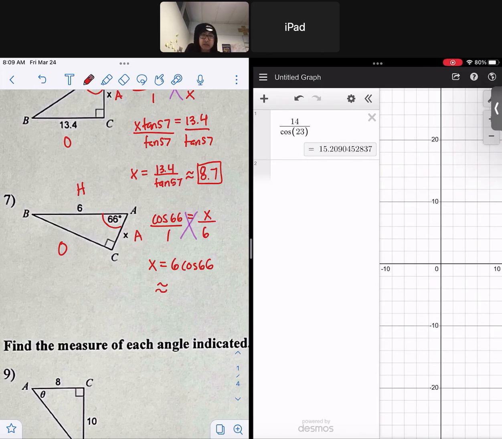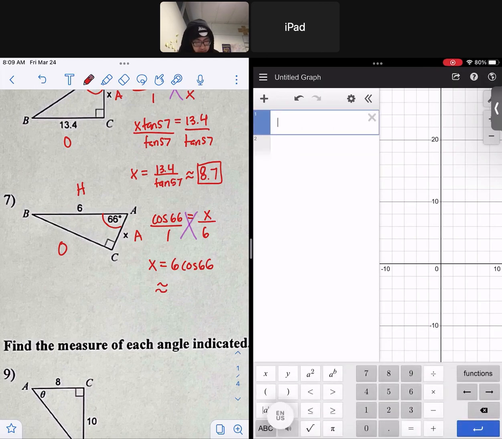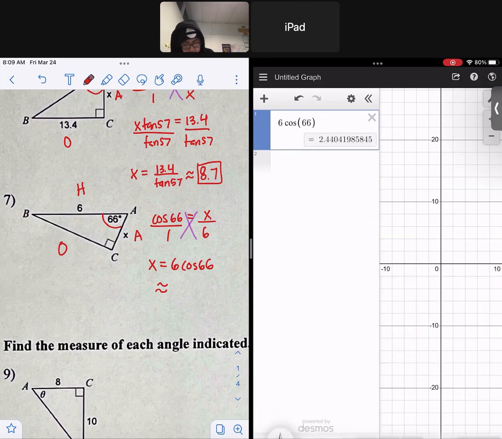So x is already isolated, so we could just put this in our calculator, you guys. 6 cosine 66 is 2.4. Round it to the nearest tenth. 2.4.